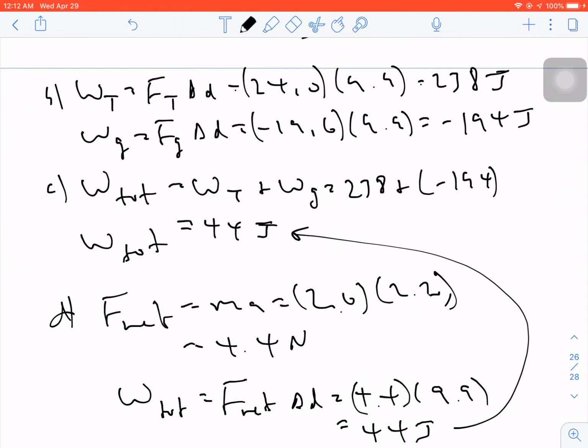which is the same as the answer that I got by calculating the work done by the string, by the rope, and the work done by gravity, and adding those two works together, I get the total work, just like I would have done if I used Fnet to calculate my total work done. Okay, so there's question 7 from the homework.